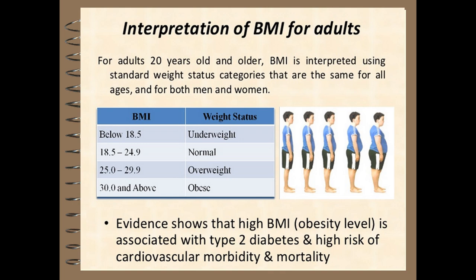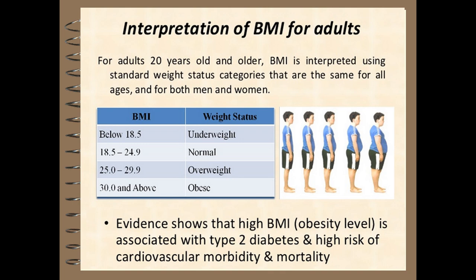A BMI chart is used for adults. Some places use it for 20 and older, some start at 18. If the person falls below 18.5, they are classified as underweight. If they are between 18.5 and 24.9, they are normal. 25 to 29, they are overweight. 30 and above, they are obese.